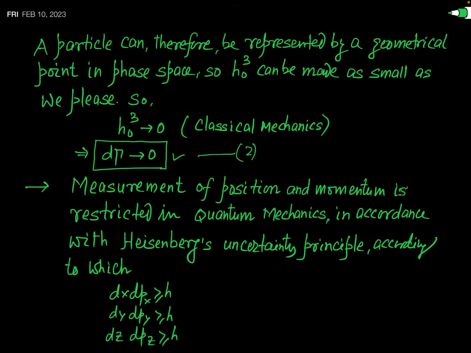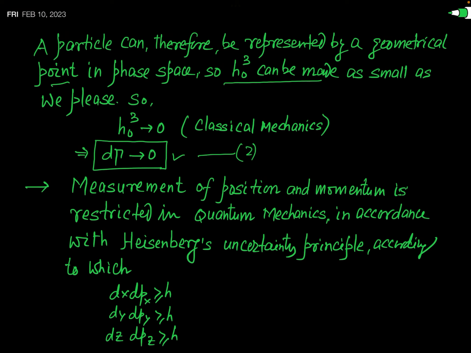So you can see I have written here, because I have mentioned it here, that a particle can therefore be represented by a geometrical point in phase space, and so h naught cube can be made as small as we please. Okay, and so we can say in classical mechanics this h naught cube may tend to zero, and so the volume of this phase cell may tend to zero in classical mechanics.